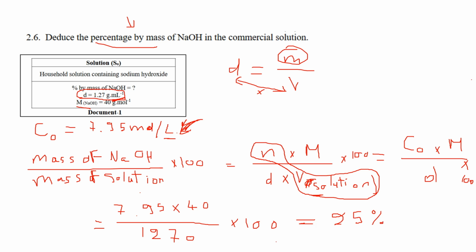Guys, you have the right to use the method that is more convenient to you. Using our understanding of the percentage, we get the mass of NaOH separately from the mass of the solution, then divide and multiply, or you can use this formula directly if you find it easier.